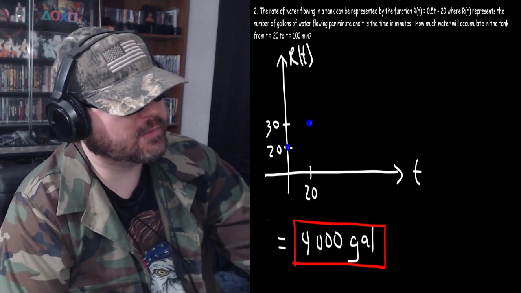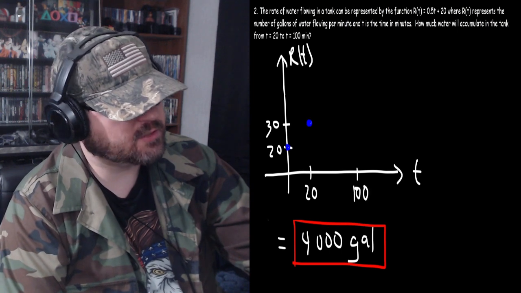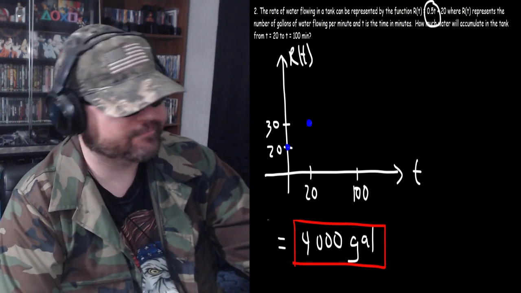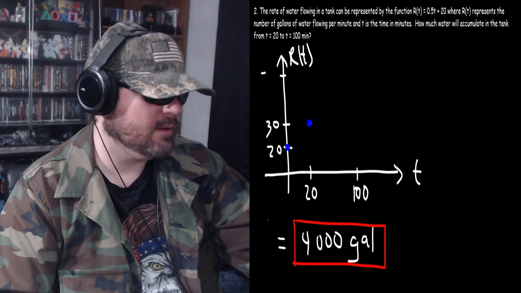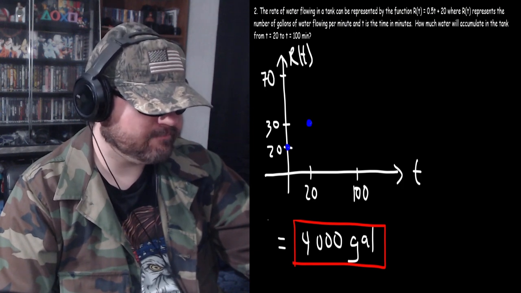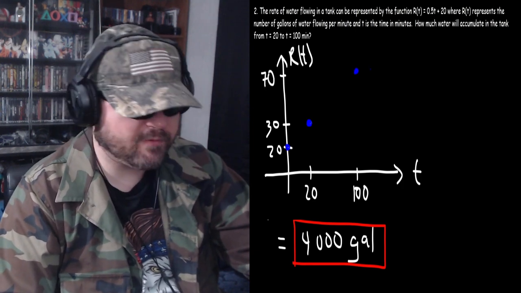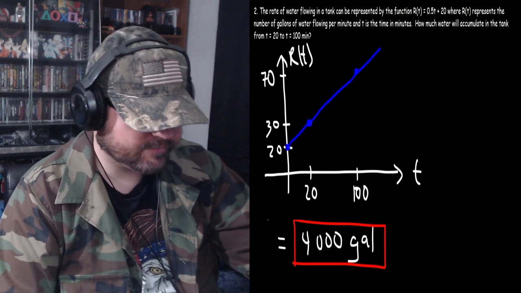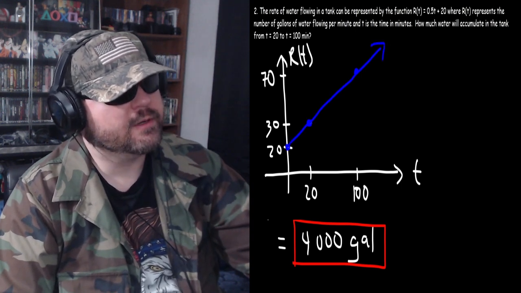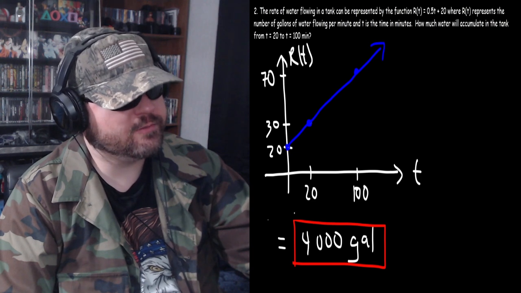Now what about r of 100? This is basically 0.5 times 100, which is 50, plus 20, that's going to give us 70. So r of 100 is 70. Now we can draw a straight line.